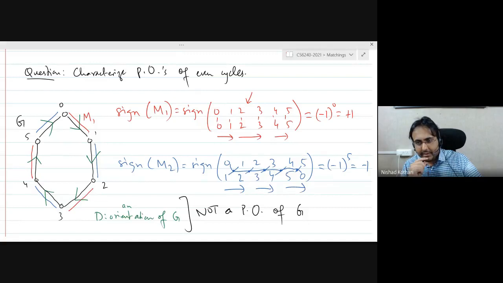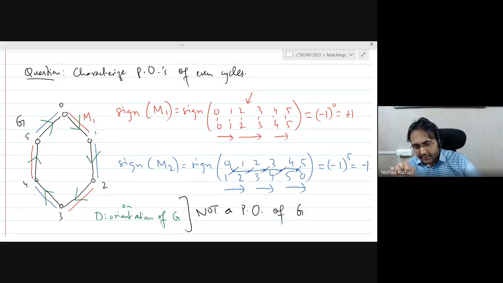Okay. So now can you tell me, if I give you an arbitrary orientation of this even cycle, which ones will be Pfaffian orientations and which one will not be Pfaffian orientations? Is there a different way of looking at it? I don't want to compute the signs of the perfect matchings. I just want to look at the directed graph and immediately conclude whether the orientation is Pfaffian or not. Try to think about this observation that we made.